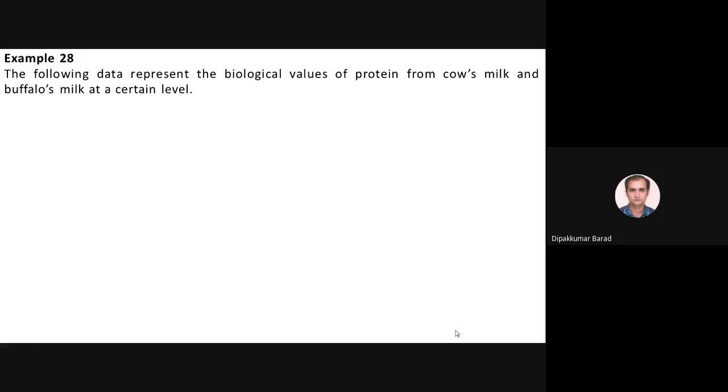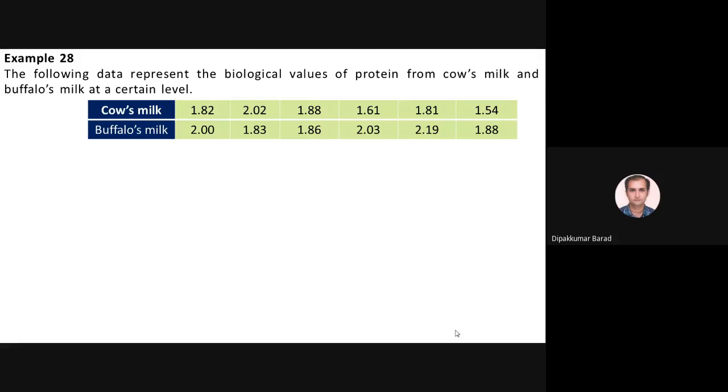The data represents the biological value of protein from cow's milk and buffalo's milk at a certain level. So for cow's milk we have 1.82, 2.02 protein value, and for different samples we have 1.88, 1.61, and similarly. For buffalo milk protein samples, we have given the biological value of protein here. So the total number of samples from cow's milk and buffalo milk is 6 each. N1 and N2 are both equal here, and both are independent.